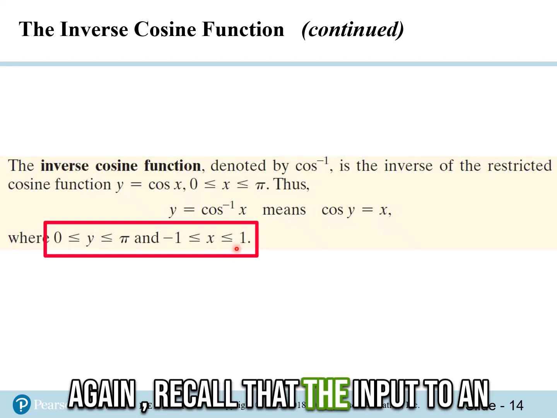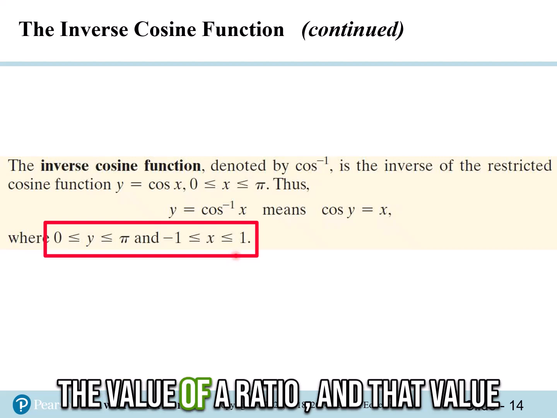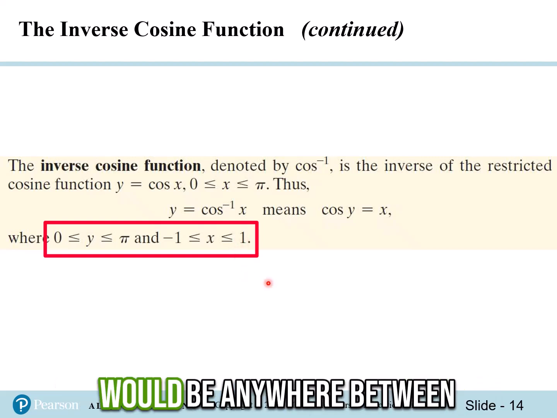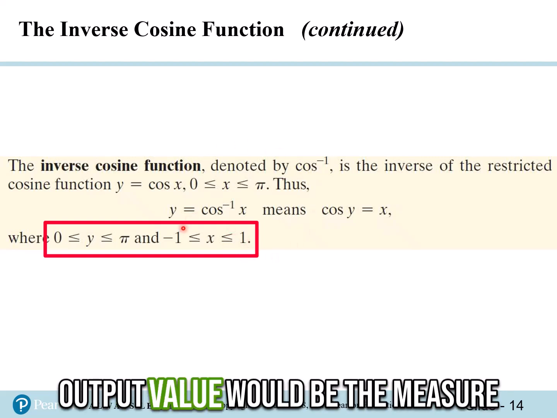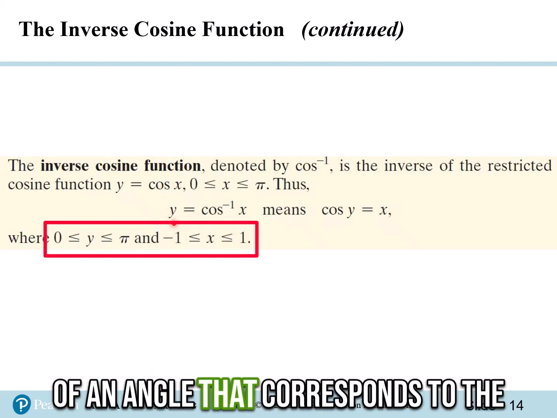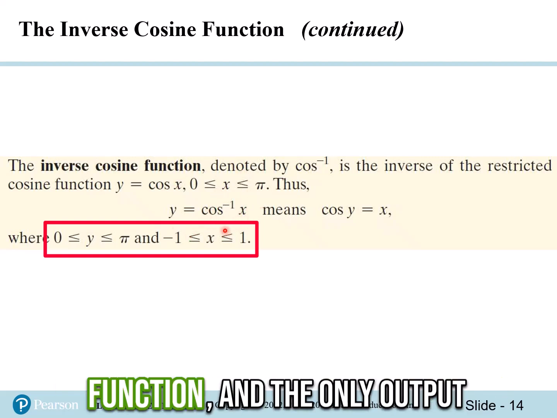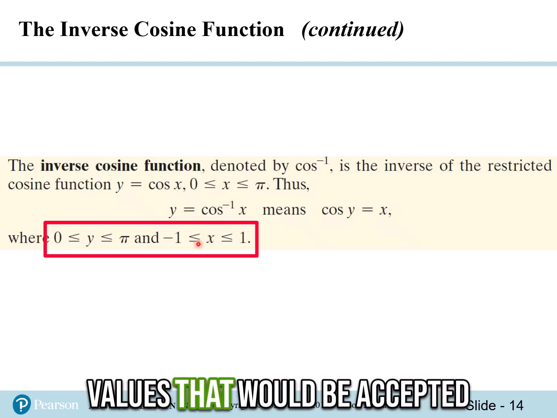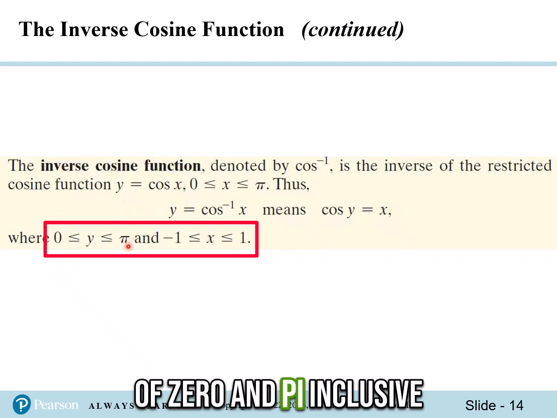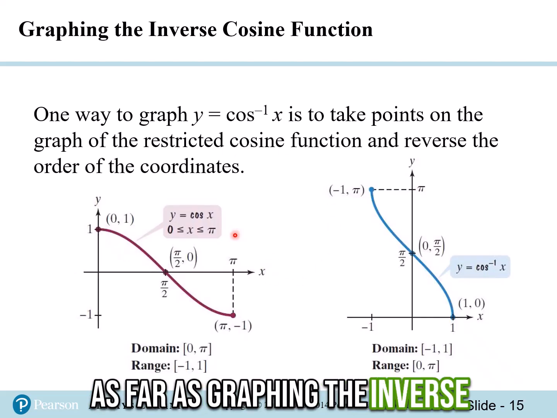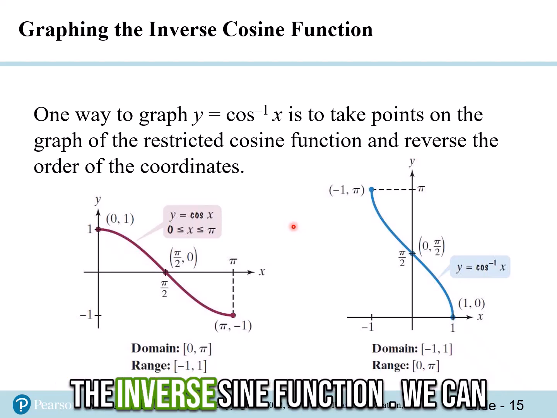Again, recall that the input to an inverse cosine function would be the value of a ratio, and that value would be anywhere between -1 and +1. The output value would be the measure of an angle that corresponds to the ratio that was input into the cosine function, and the only output values that would be accepted would be values within the interval of 0 and pi inclusive. As far as graphing the inverse cosine function goes, we can apply the same procedure that we did for the inverse sine function.